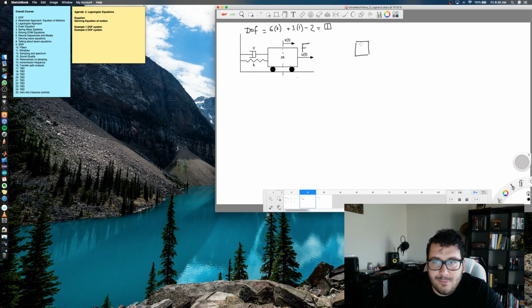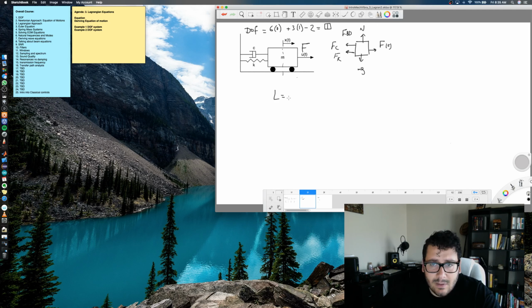Just out of good practice as an engineer, you always want to have a free body diagram. My free body diagram says I have mg here, my normal force here, my forcing function here, my f of c here, and my f of k here. Great. So how will I write my terms?